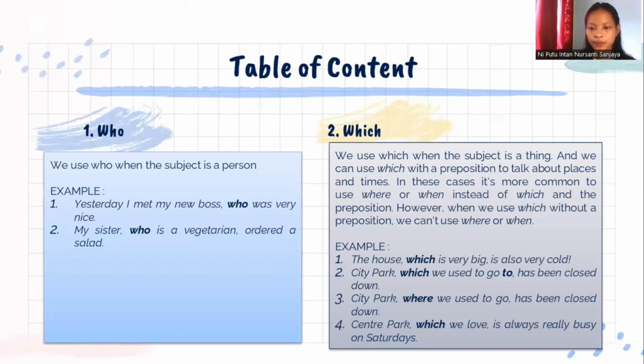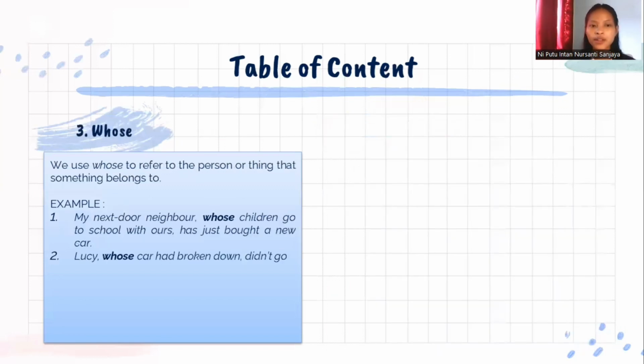Okay. The last one is whose. We use whose to refer to the person or thing that something belongs to. For example, my next door neighbor, whose children go to school with ours, has just bought a new car.